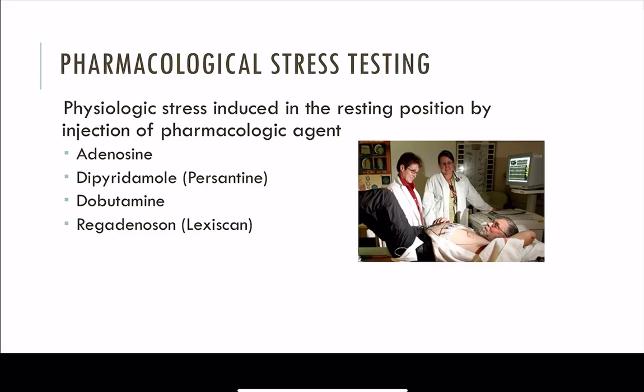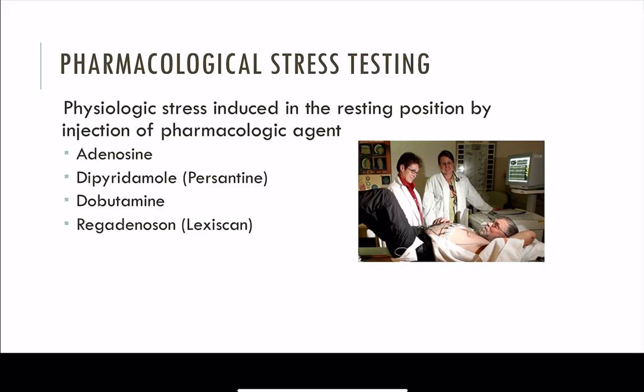So you can have your cardiac system stressed with exercise, or you can do a pharmacological stress test. A pharmacological stress test induces a physiological stress, but in the resting position. So this would be used in individuals who can't perform an exercise stress test, or when they did the test, they couldn't achieve at least 85% of their predicted heart rate max. So they couldn't get the heart rate high enough to truly know if they stressed the heart. And this can happen with patients who are on meds like beta blockers.